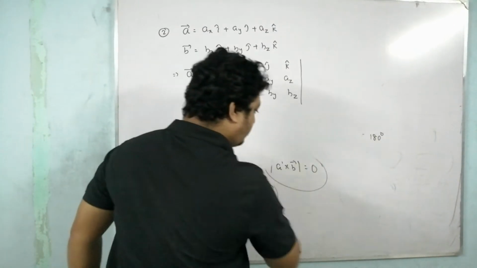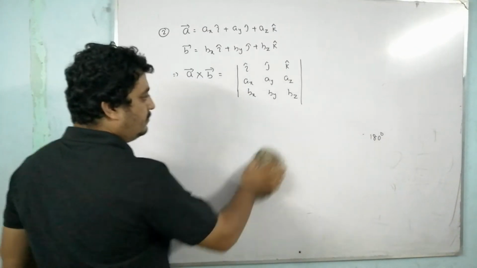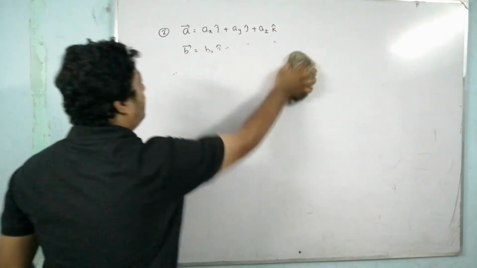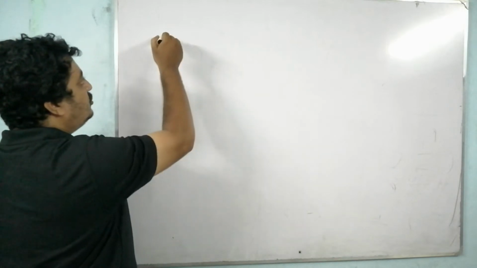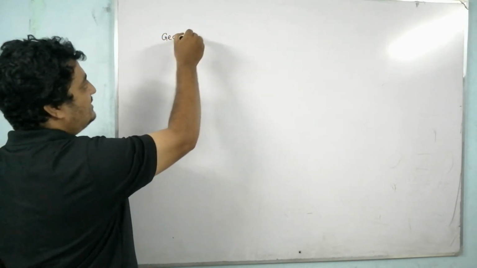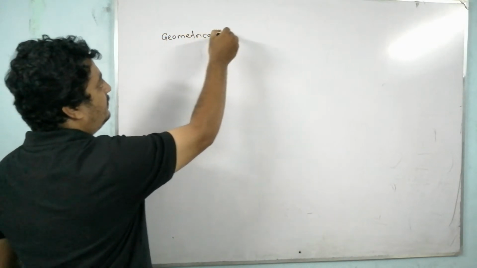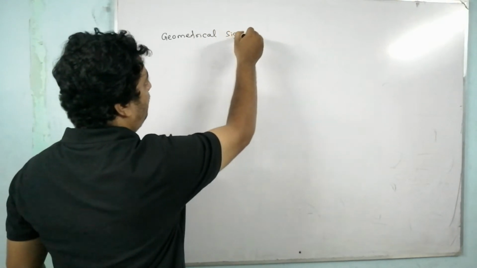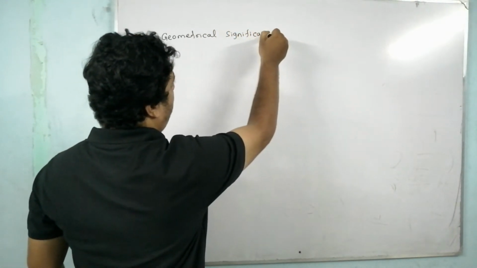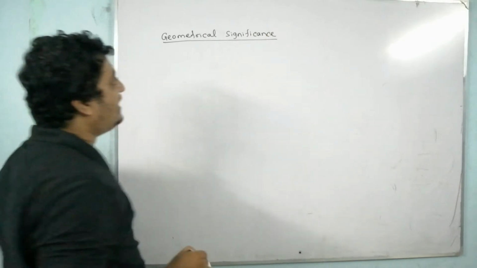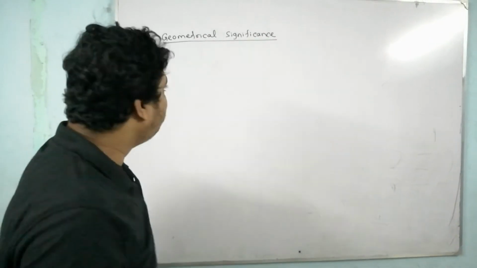Next, geometrical significance. Now, what is the geometrical meaning of cross product?